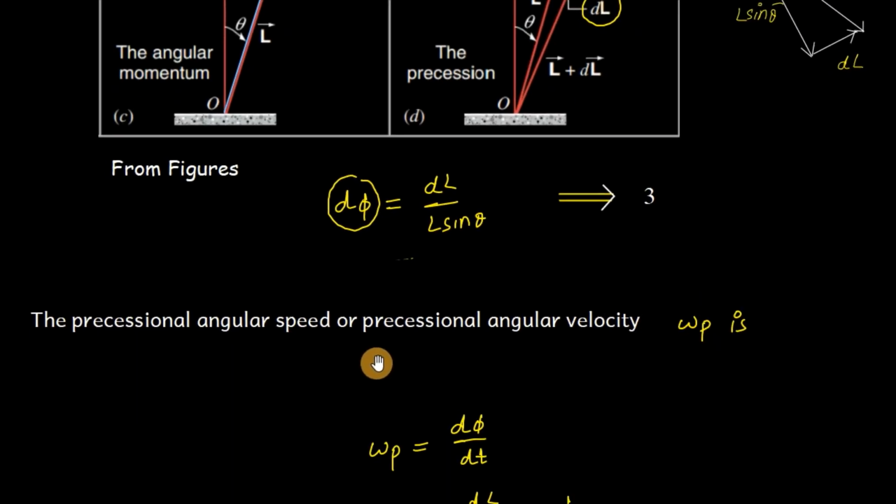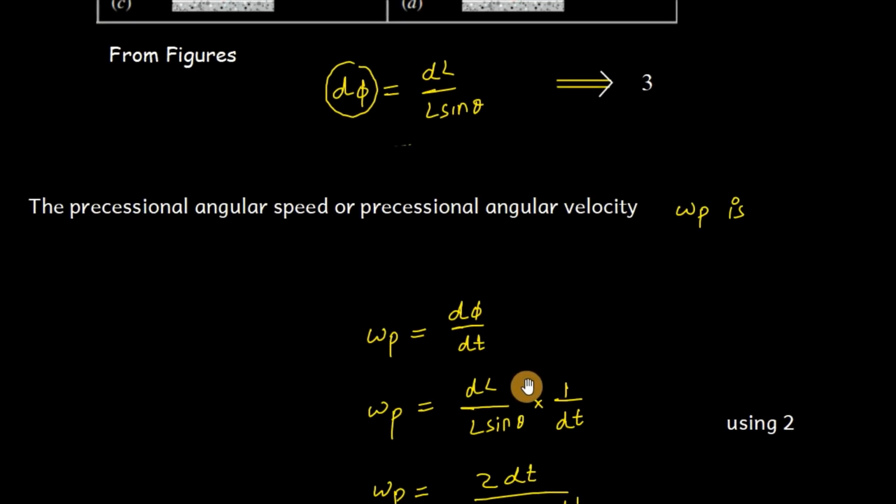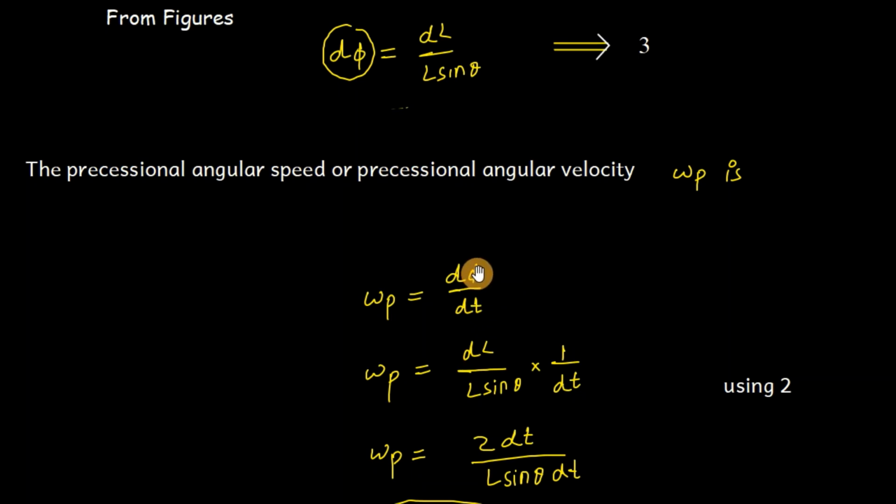Now the precessional angular speed, or precessional angular velocity ω_p, is simply defined as the time rate of change of angular displacement. So ω_p is dφ/dt, and from equation 3, dφ is dL divided by L sin θ. And from equation 2, dL is equal to τ into dt.